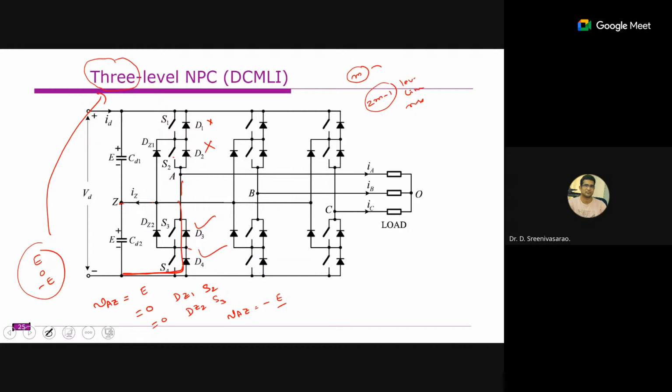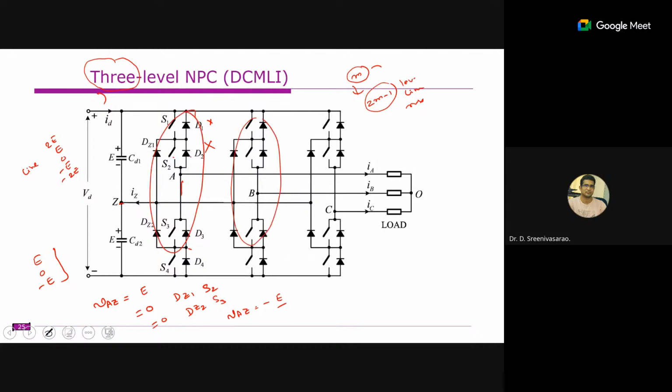Sometimes this only happens at the maximum. Let us assume the phase voltage is varying over E, 0, and minus E, whereas line voltages will vary over 2E, E, 0, minus E and minus 2E, right? Why? Because this is producing E, 0, minus E.